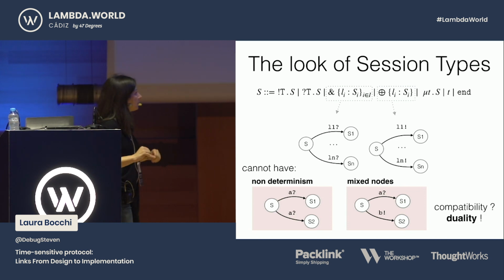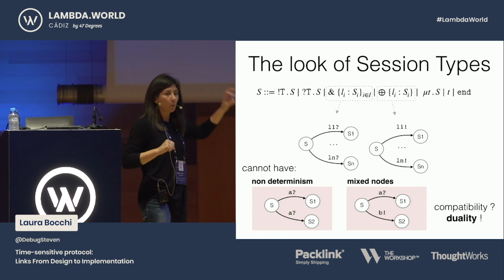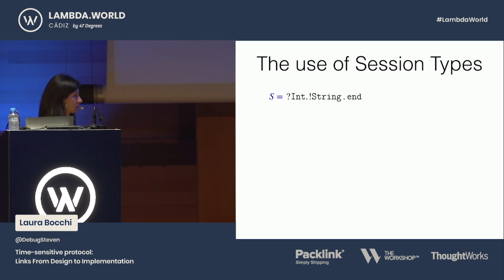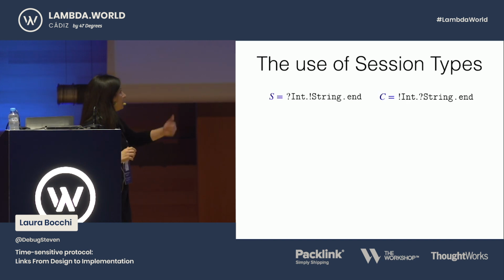We also have something like compatibility. It's called duality in the session type world. You basically take a type and you reverse the actions. Let's have a look on how one can use session types. So on the left-hand side, we give a simple specification of a server that needs to be able to receive a message of type integer, and after that, will send a message of type string and terminate. The dual type is a client that sends an integer, and after that is ready to receive a string.